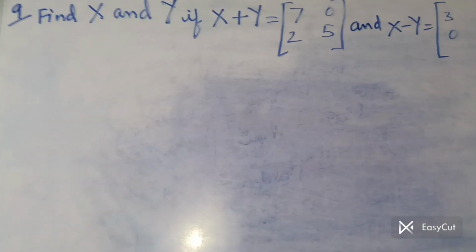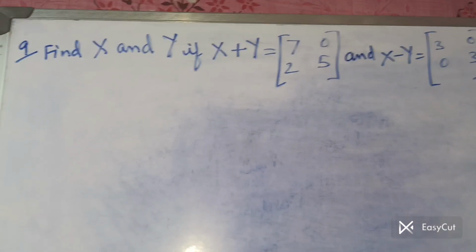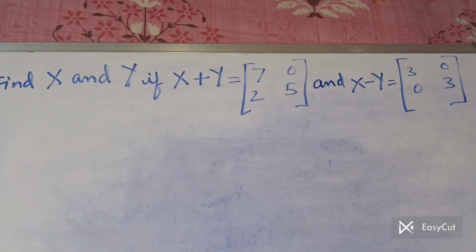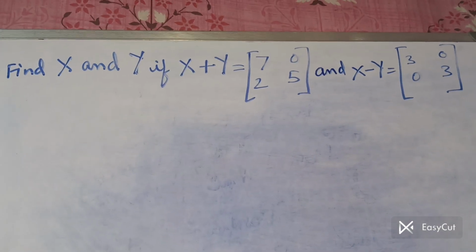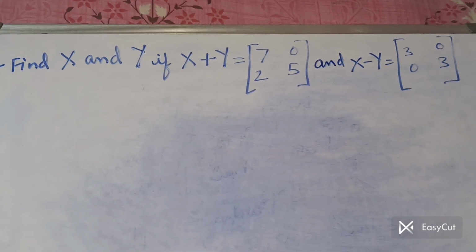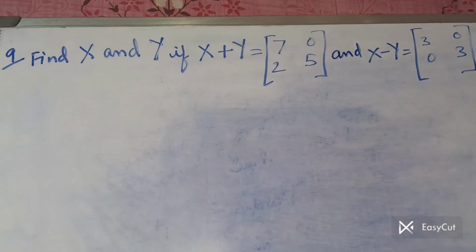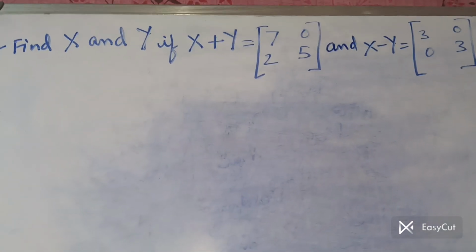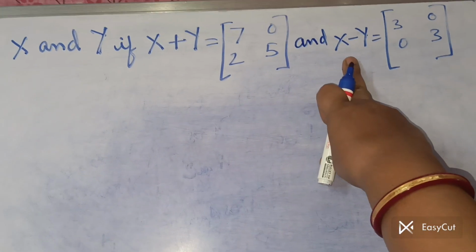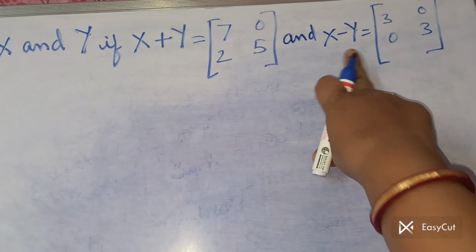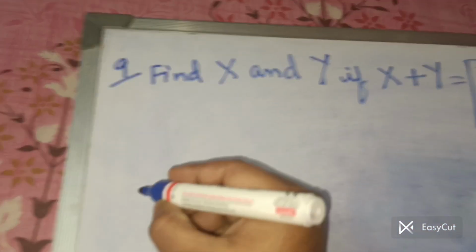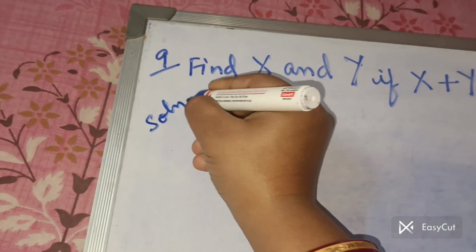So after that we are including this sum also. Find x and y if x plus y equals the matrix [7 0; 2 5] and x minus y equals the matrix [3 0; 0 3]. We have to find the matrix x and matrix y, given the sum of the matrices x plus y is this, and after subtracting the matrices x and y we are getting this. So we have to find the matrix x and y. Let us see the solution, how to do it.